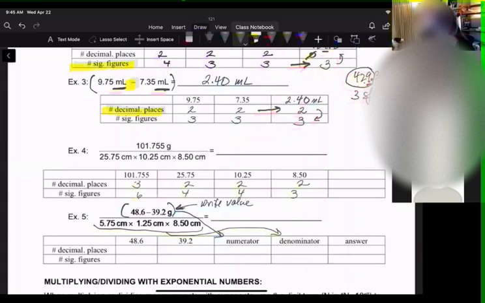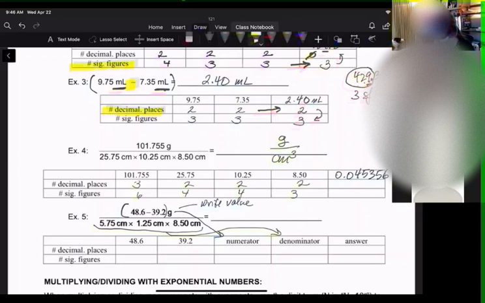Now here the units are going to pile up again. We're going to have grams on top and centimeters cubed on the bottom. Oh, 48.6 is grams. Yes, we will distribute the units there.